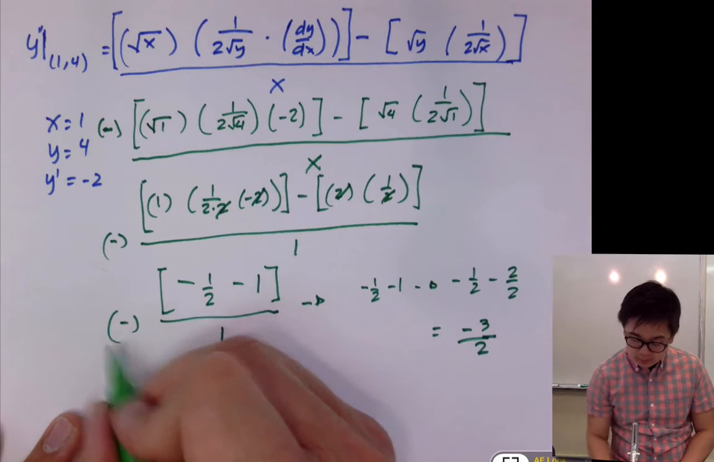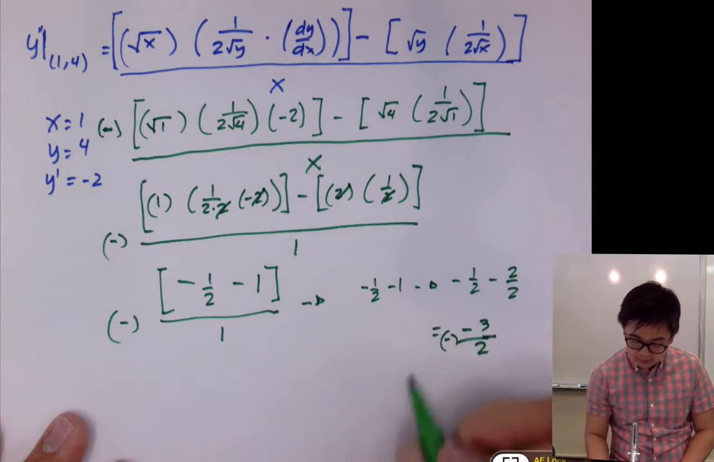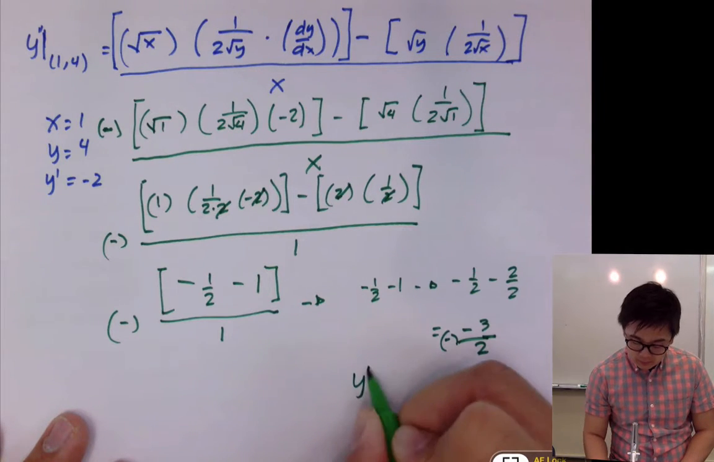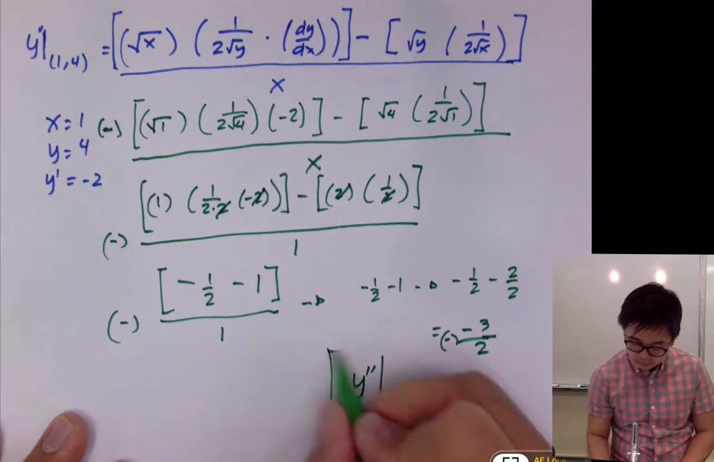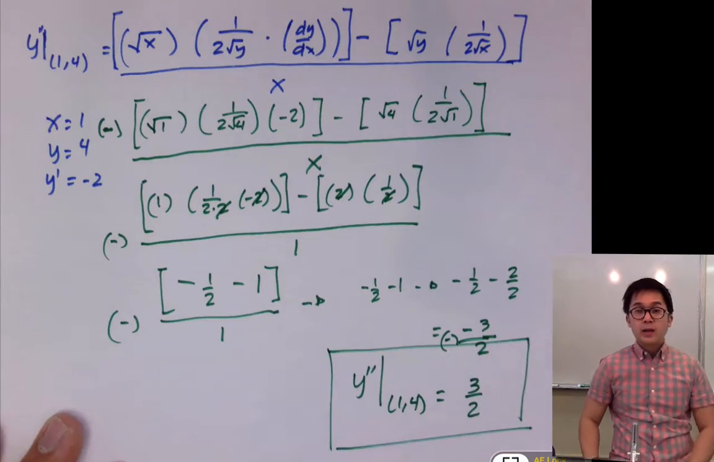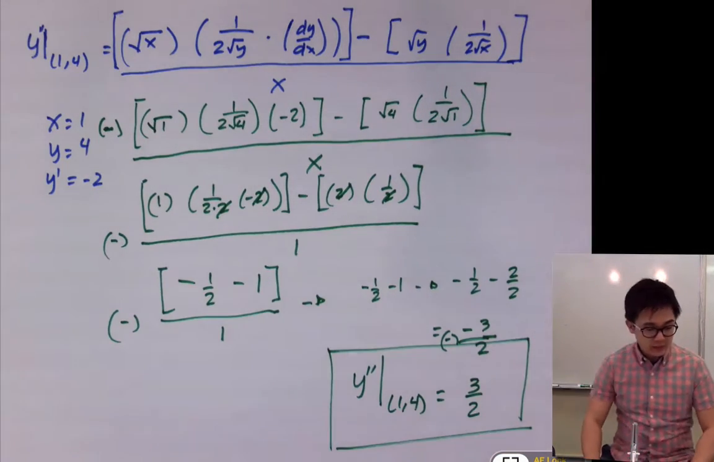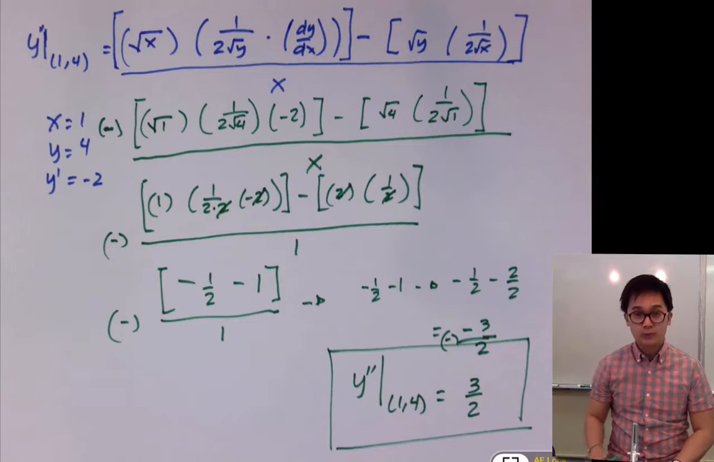But since we know that our function is supposed to be negative, the second derivative of the function at (1, 4) is simply 3 all over 2. And this is how we found the second derivative of our second example.